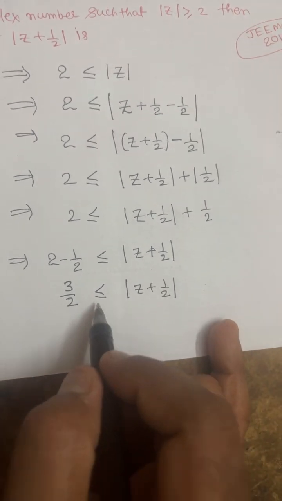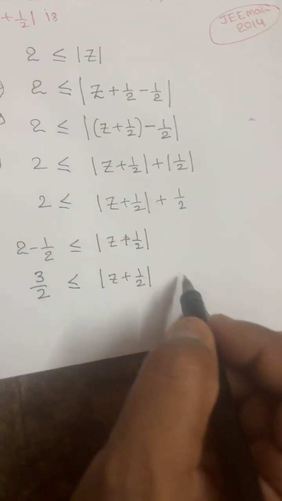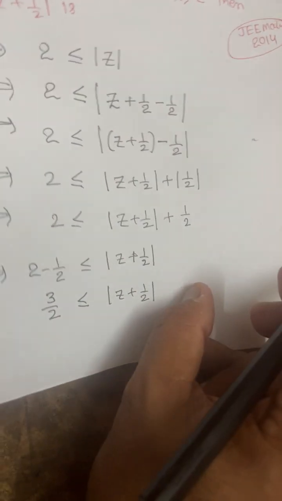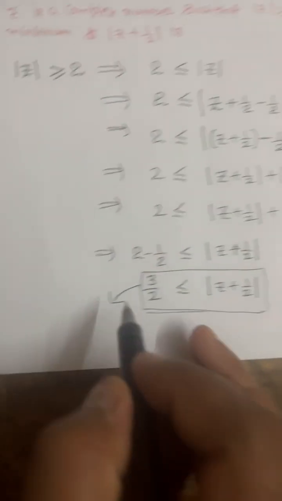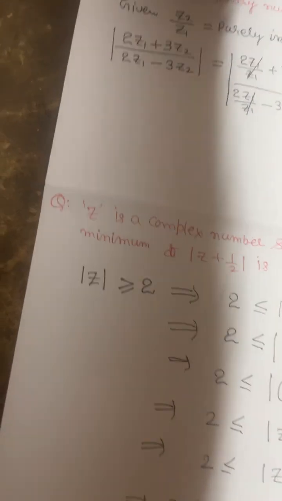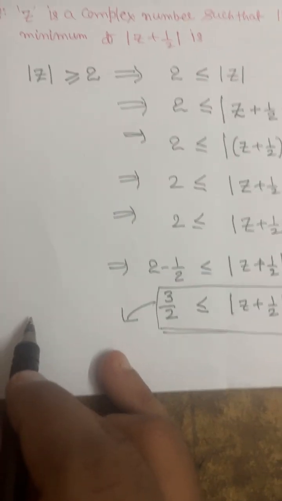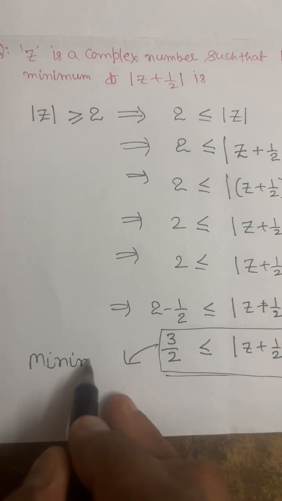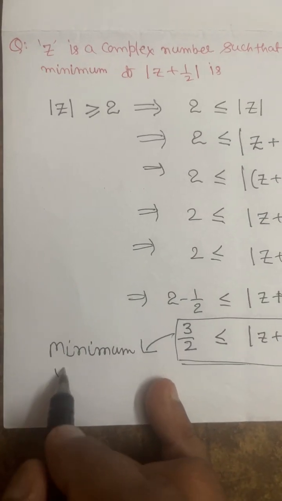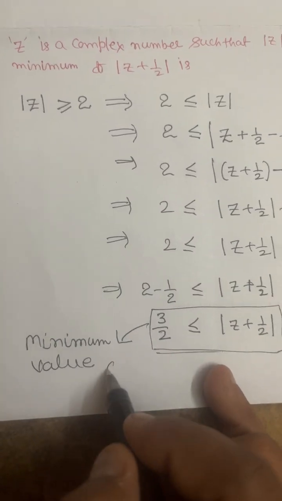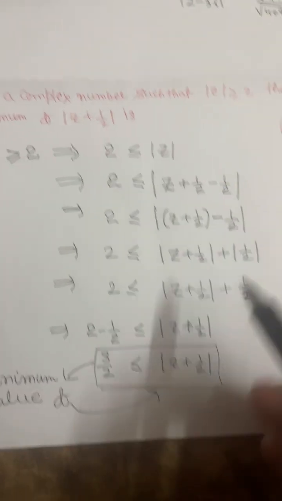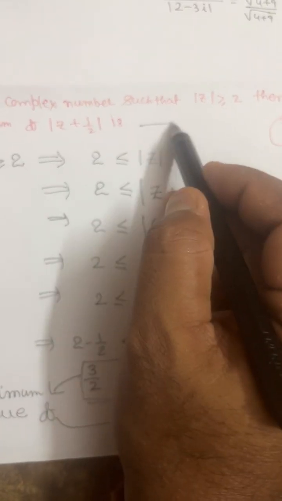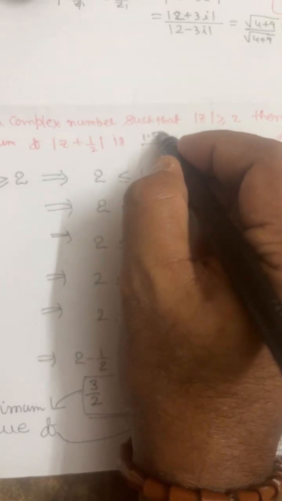So whenever 3 by 2 is less than or equal to some complex number, this is the minimum value, and there is no maximum value here. So the answer is, this is the minimum value of this complex number mod z plus 1 by 2. So the answer is 3 by 2, or 1.5 also. Integer type question.